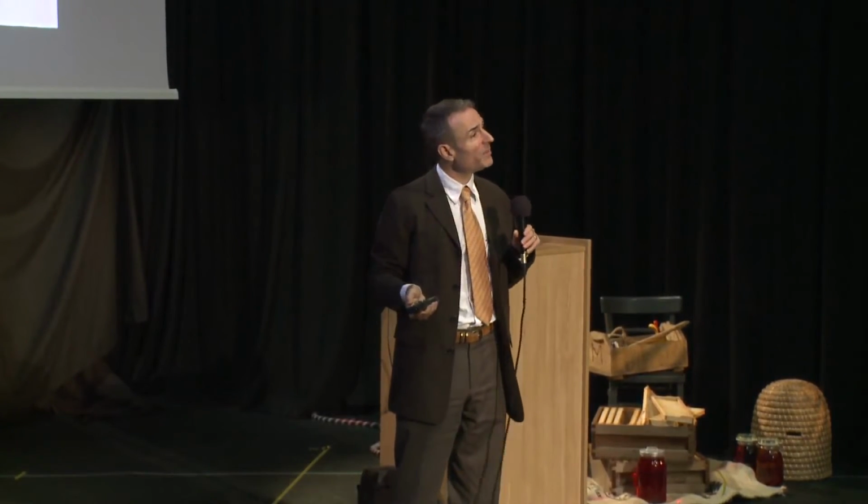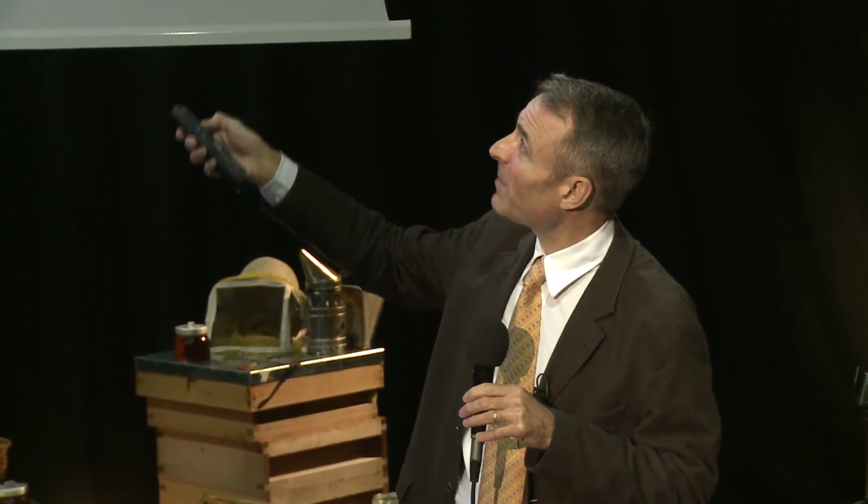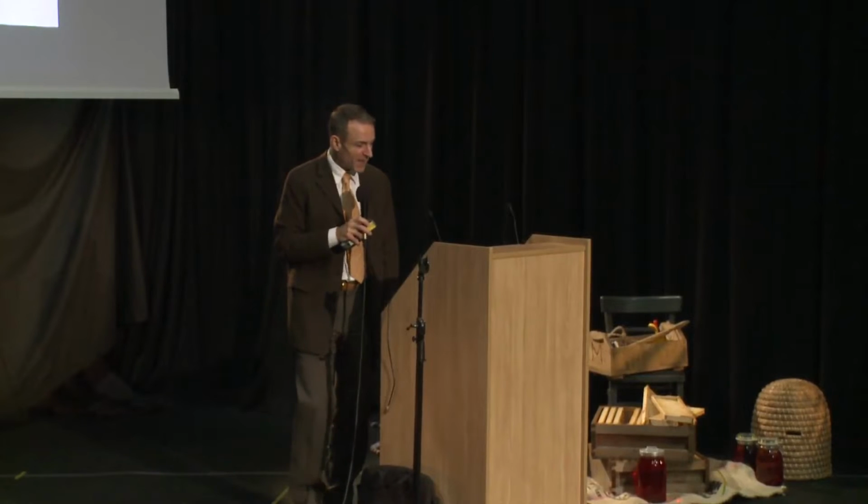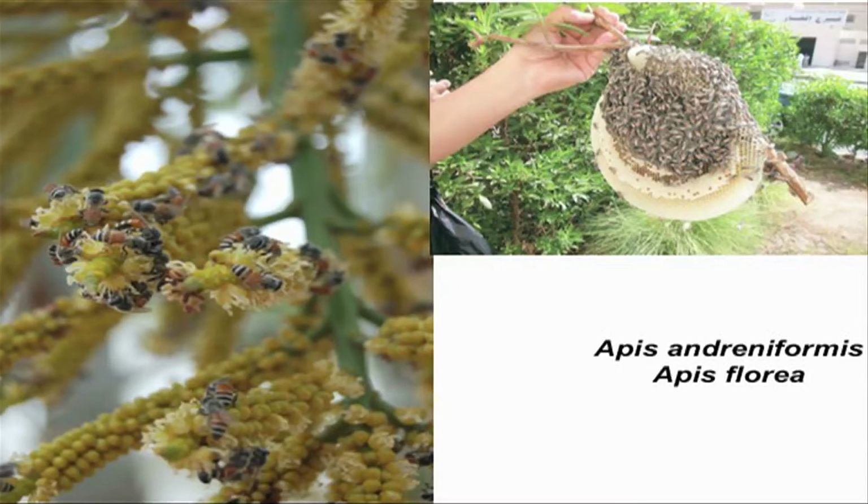Well, first of all, let me give you a few pictures of what these other Apis species look like. And we think there are probably 9 of them. First of all, there's a couple of mini bees, mini honeybees, that are very beautiful, but they live on a single comb, a single open comb like this.